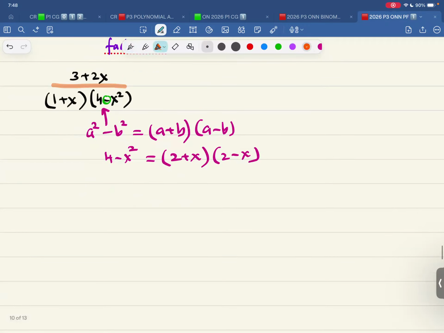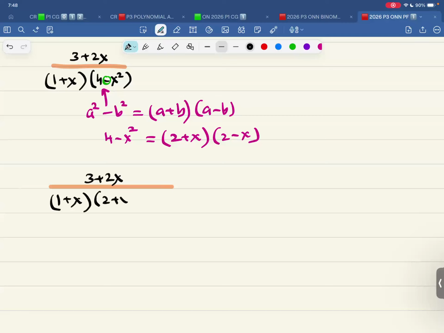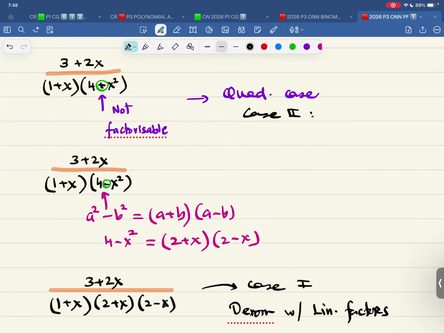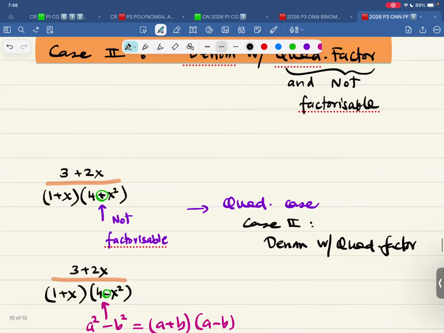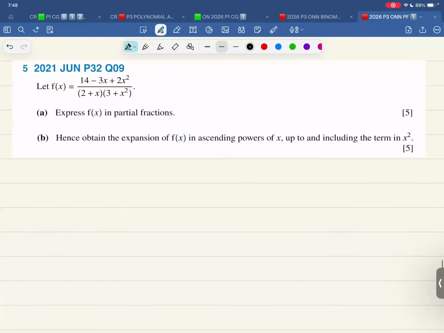So basically, this thing boils down to this thing. This thing becomes 3 plus 2x over 1 plus x, 2 plus x, 2 minus x. So this would be case 1, which is denominator with linear factors. And this will be case 2, which is denominator with quadratic factor. So that is how the differentiation between the two is done. I hope this is all clear. Now let's look at this question. So we will start with the past paper question right away.